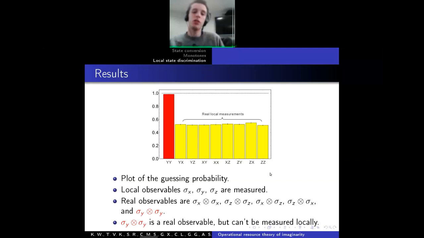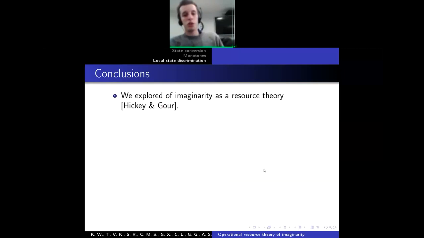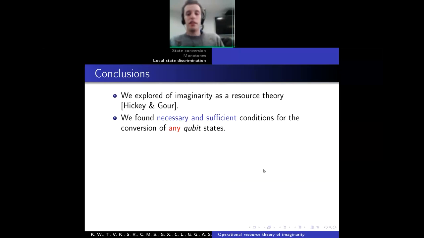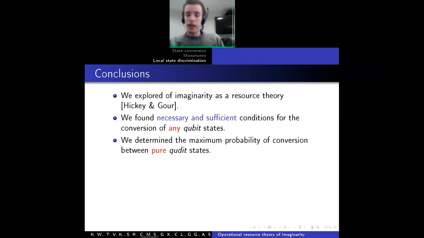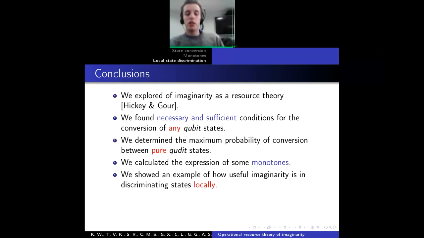So let me conclude then. What did we do in this work? We explored imaginarity as a resource, and using the formalism of resource theories, we found necessary and sufficient conditions for the conversions of arbitrary states for two-dimensional systems, and the maximum conversion probability in the case of pure states in arbitrary dimension. We presented some expressions for monotones, and we showed with a protocol that imaginarity is actually a resource when we discriminate states locally.